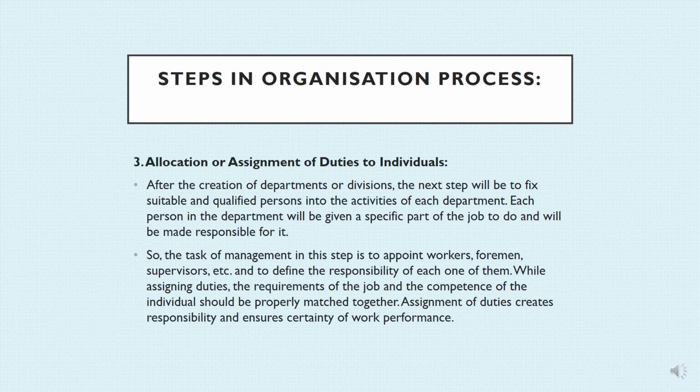Then, allocation or assignment of duties. Once the division has been made in the organization, then comes the allocation or assigning of the duties to the individuals. It is like fixing suitable and qualified people into the activities of each department. Each person in the department will be given a specific part of the job to do and will be made responsible for it. So the task of management in this step is to appoint workers, foremen, supervisors, etc., and to define the responsibility of each one of them. While assigning duties, the requirements of the job and competence of the individual should be properly matched together. Assignment of duties creates responsibility and ensures certainty of work performance.